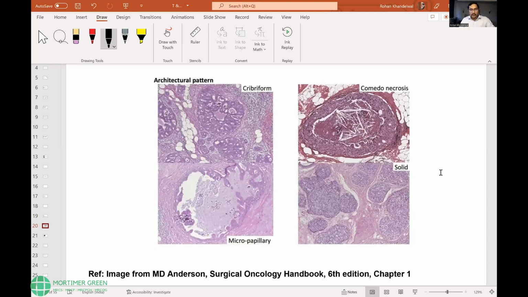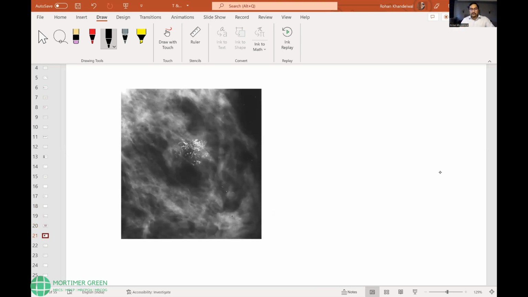I just want you to answer one question as well. So this is just the architectural pattern which you see in DCIS. The basement membrane will not be invaded. Now, DCIS a lot of times presents as clustered microcalcification, and this clustered microcalcification is the one which is detected on screening mammography, right? Is detected on screening mammograms.